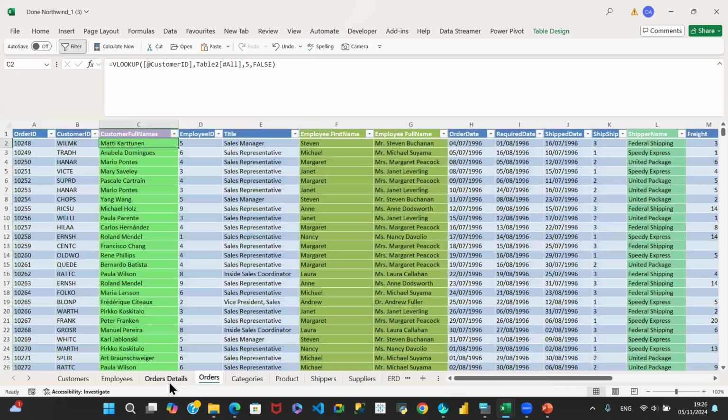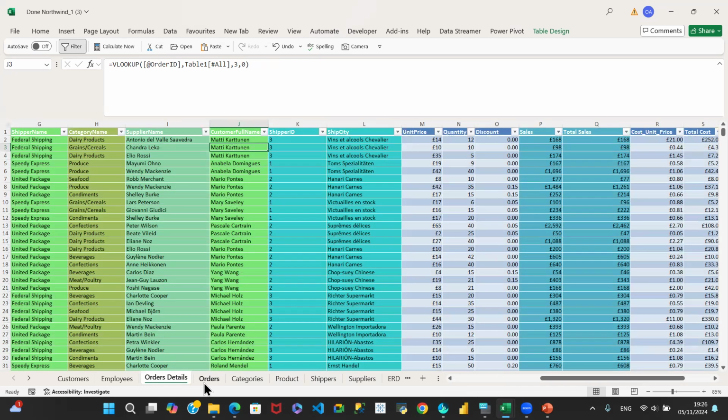Okay, those two are sort of related. It's just that one is giving more information than the other. Okay, because for example, let's look at these order details. Let's look at row 2.